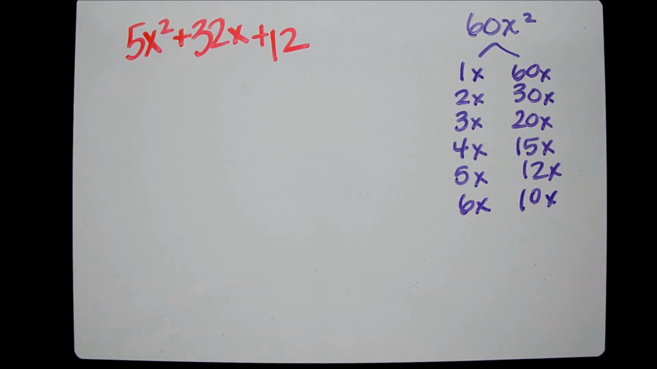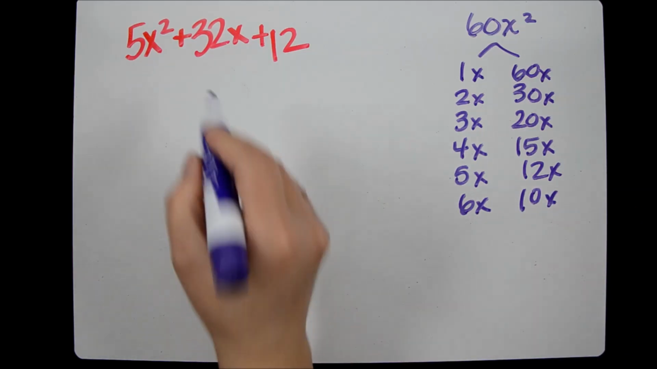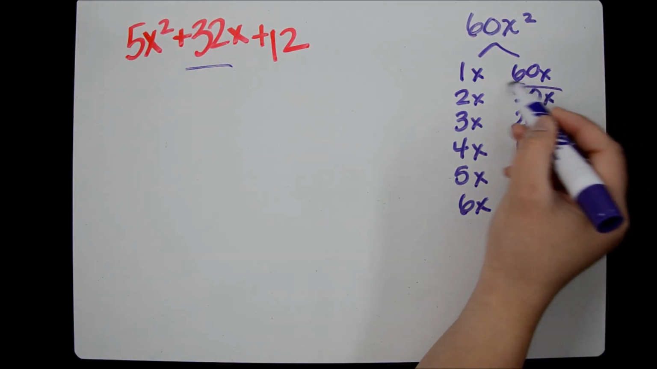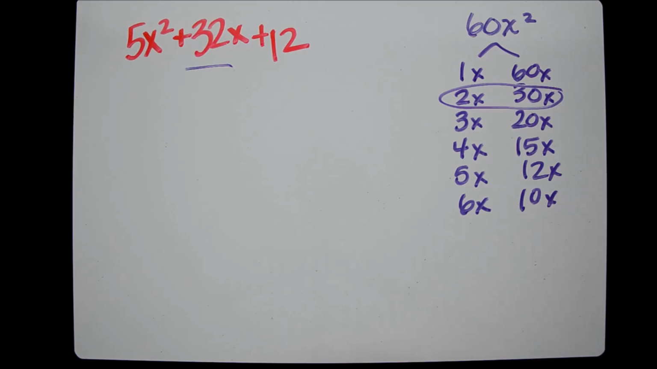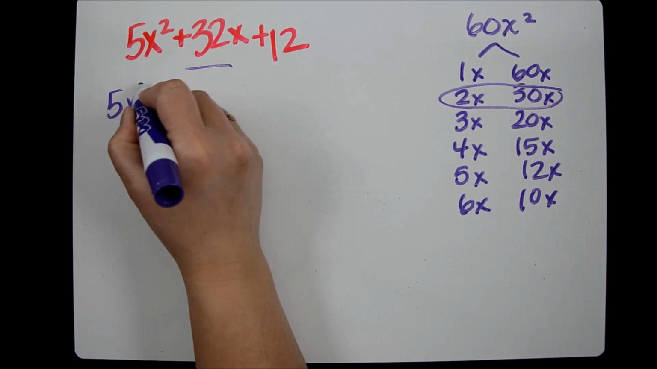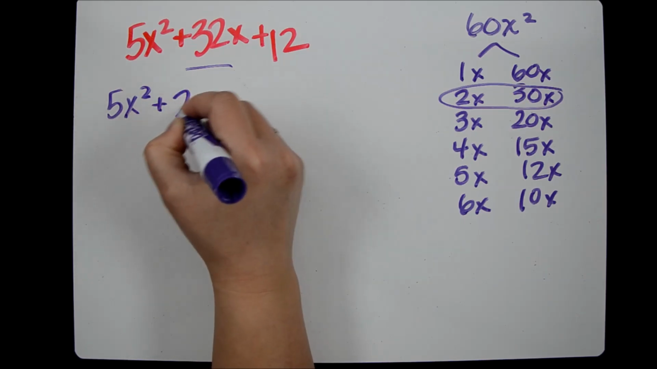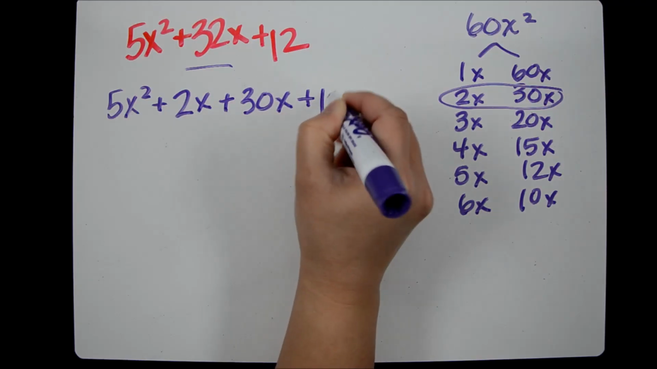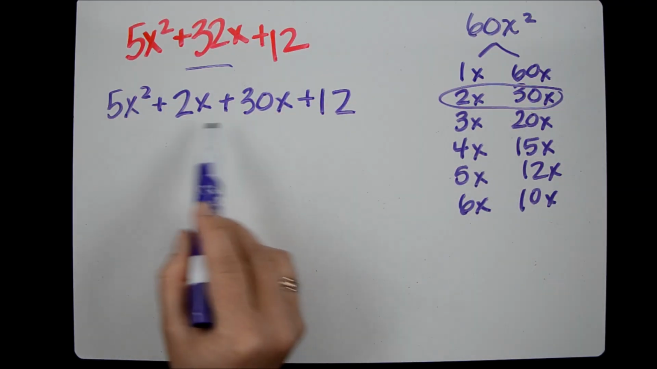We're looking for the pair of factors that will add up to the middle term, which is 32x. And that happens to be 2x and 30x. So we're going to replace 32x with those pairs of factors. I'm going to write 5x squared plus 2x plus 30x plus 12. And it doesn't matter what order we write those factors.